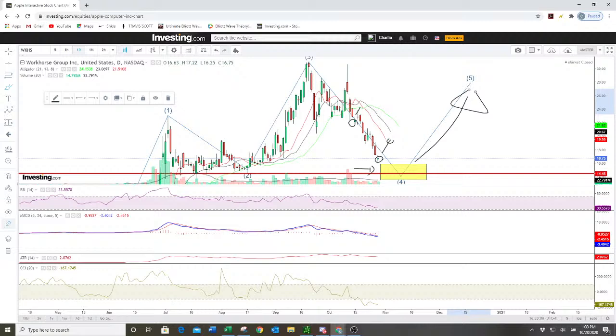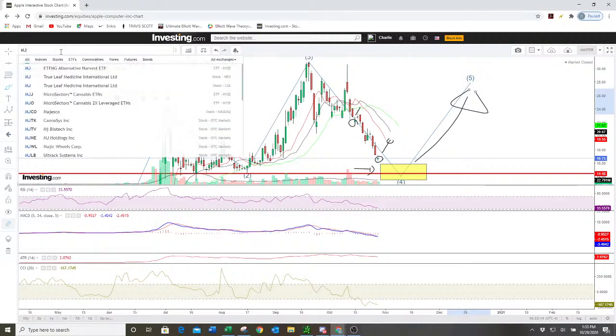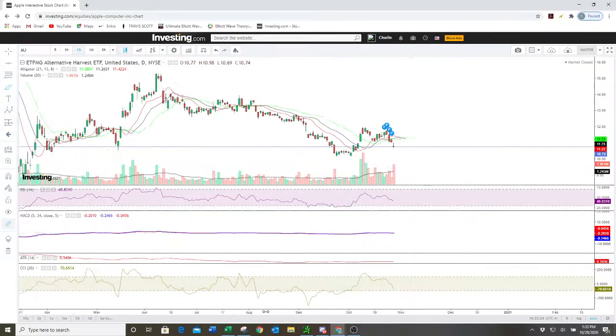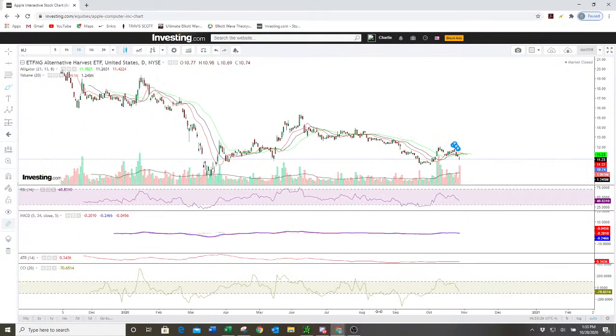Yeah, workhorse, like I said. MJ, yeah, GV, thank you for hinting to me about MJ. MJ obviously stands for marijuana, which is the Alternative Harvest ETF. This is going to be huge if Biden wins, okay? If the Democrats take the White House, this will be huge.